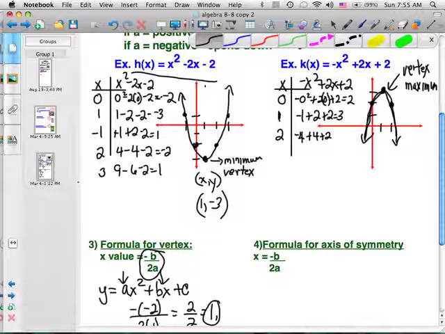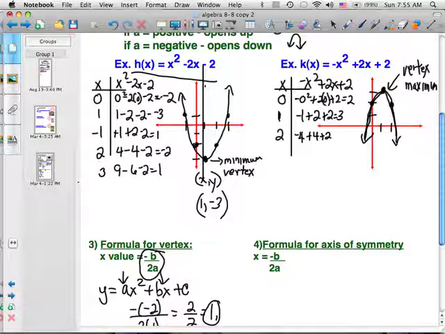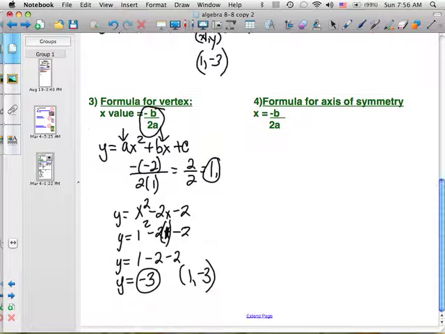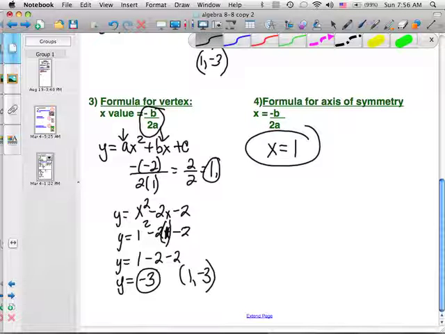And the axis of symmetry is a line that splits the parabola into 2 equal parts, and it has to go through the vertex, and it's always a vertical line. So the formula for the axis of symmetry is to set x equal, remember a vertical line is always x equals the opposite of b over 2a, so that has to be the x value of the vertex, x equals 1. Okay, with that in mind, we're ready to start the problems.